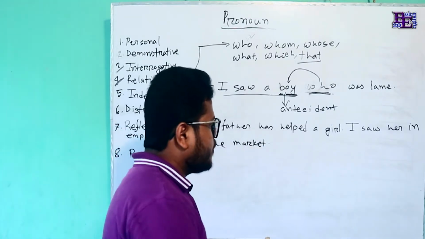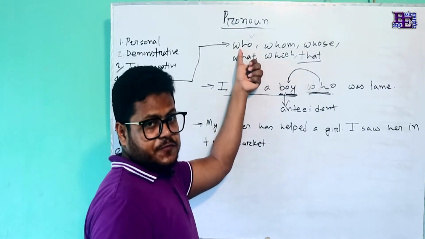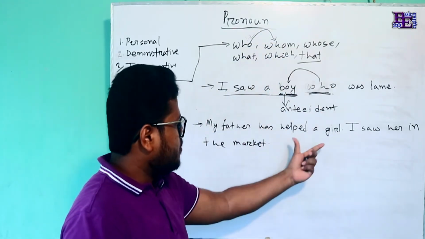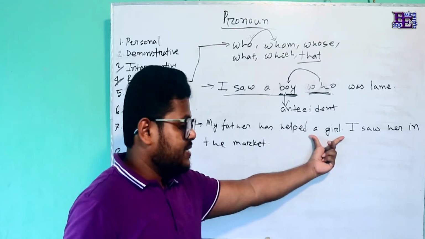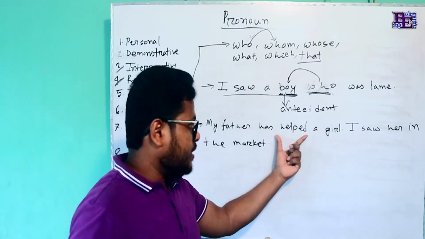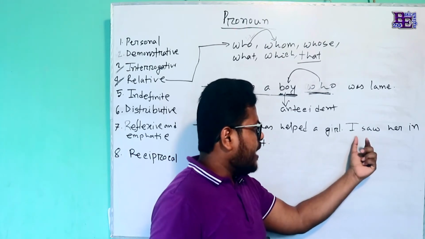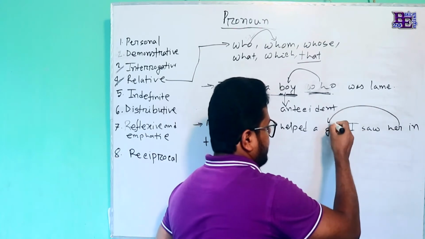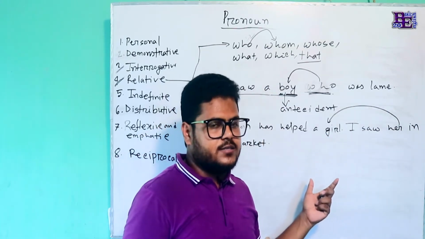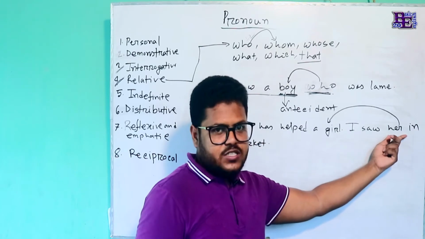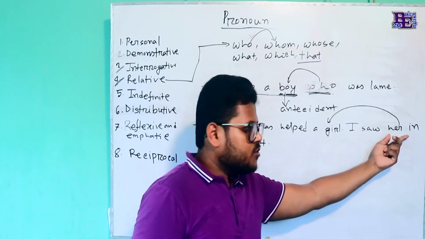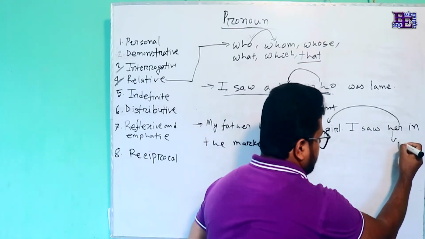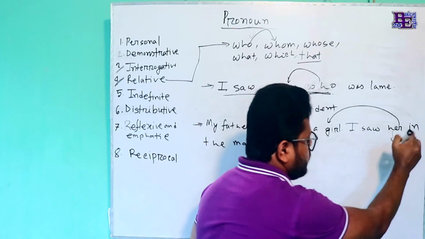Okay, you know, who is a subjective form and the objective form of who is whom. So here the girl has been used as an object of the verb has helped, and in the next sentence you will get that I saw her. So her refers to whom? Her refers to the girl. That means the same girl whom my father has helped. So this is the objective form here in the sentence. So what will be the relative pronoun of this one? Her will become whom. It will take whom.